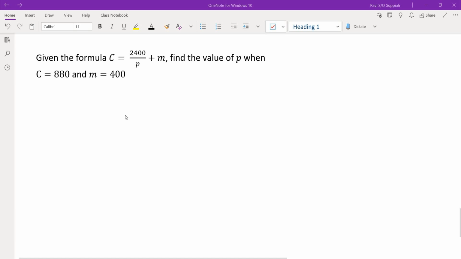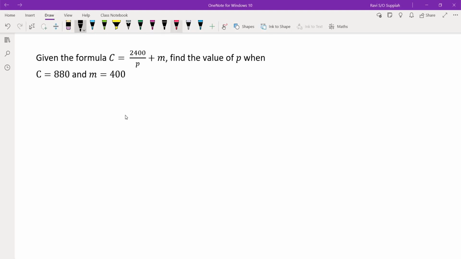Given the formula c equals 2400 over p plus m, find the value of p when c equals 880 and m equals 400. Alright, so let's go ahead and write out the expression first. C equals 2400 over p plus m.